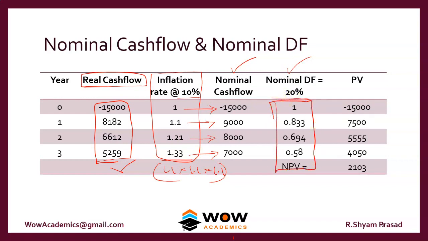So the answer which you get here will be the same as the answer which you got in the earlier problem. How come the answer can be the same? Because we have inflated it by the same 10%, and the nominal discount factor which we used in that formula was 20%. So if you have the same parity, you'll get the same answer here. Whether you use the real cash flow and real discount factor or nominal cash flow and nominal discount factor, you will arrive at the same answer only.